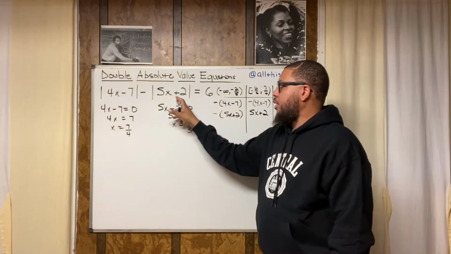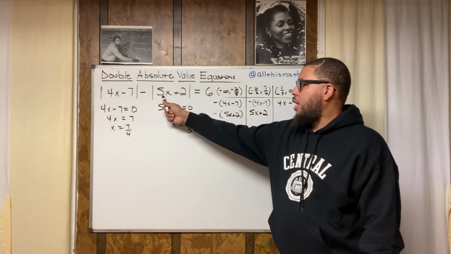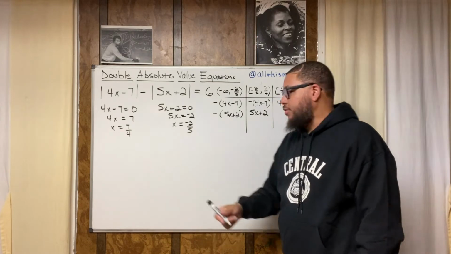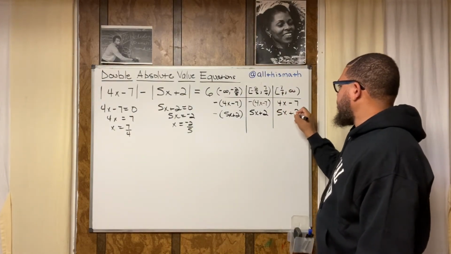Then I go to 5x plus 2. And I do 2 times 5, which is 10. And 10 plus 2 is 12. Another positive. So I'm just rocking with 5x plus 2.